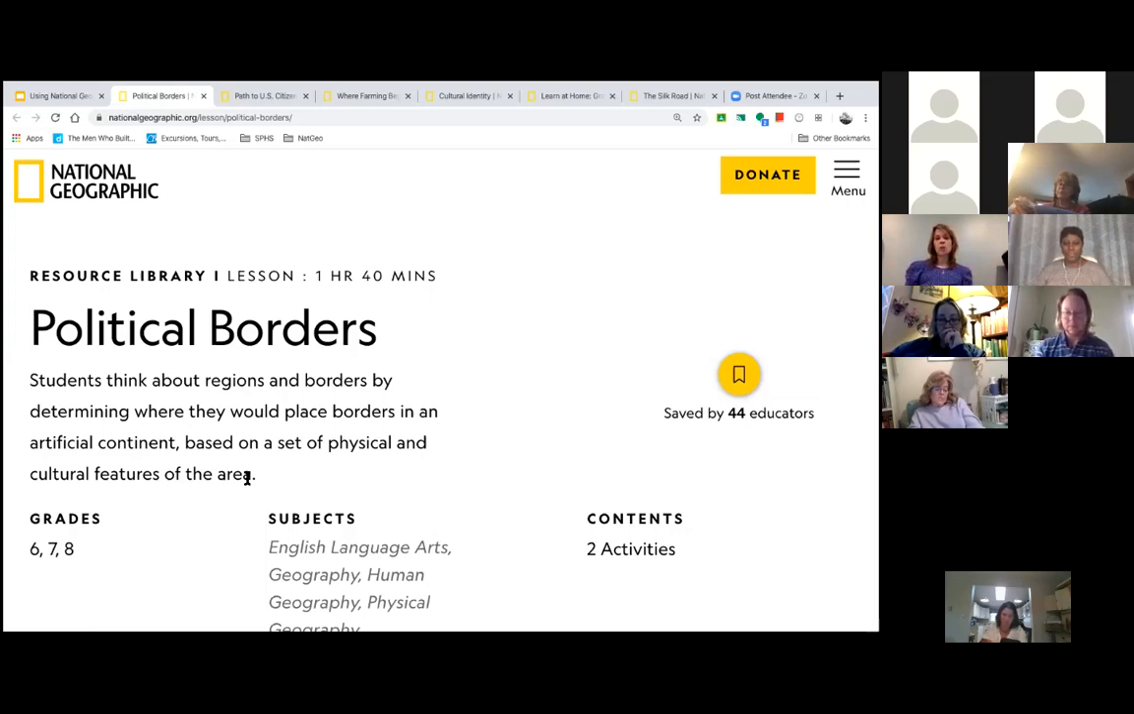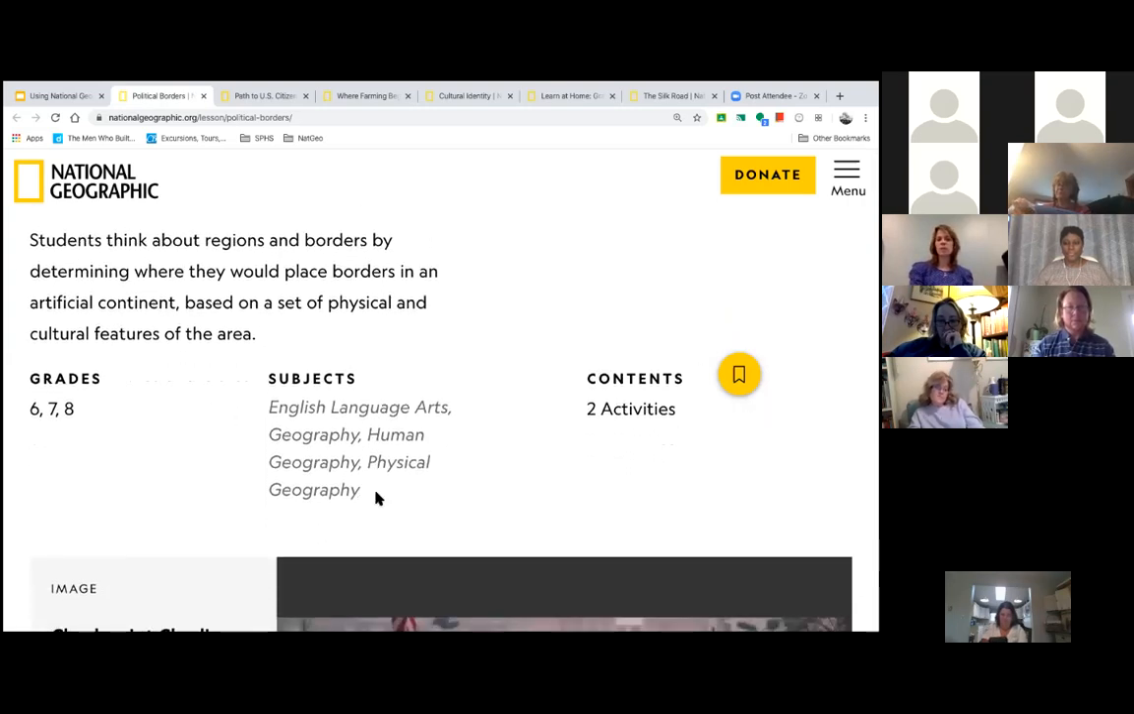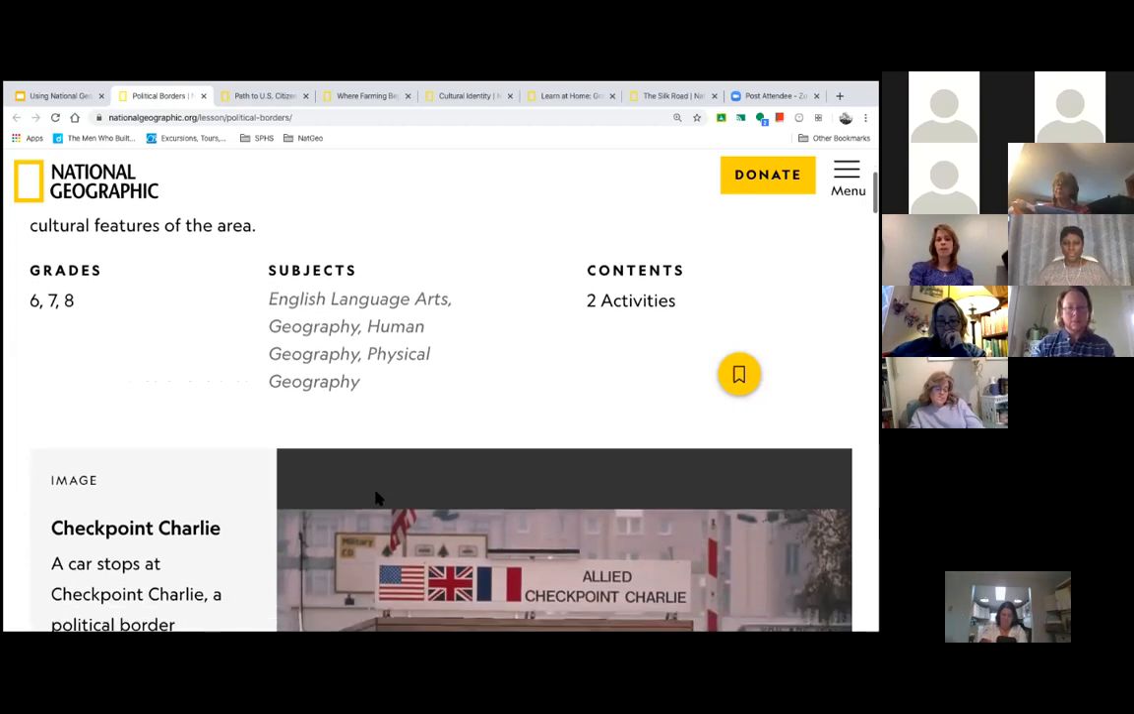Then what you could do potentially with those maps is take this example of a resource, the political borders. Ask your students, how do people go through and decide where borders actually exist? What plays into borders being set on a physical map? So the cultural features of the area itself, the diversion that's being created. So this is one of my favorite ones to use. It is a grade 6 through 8. I use it with my 9th graders.